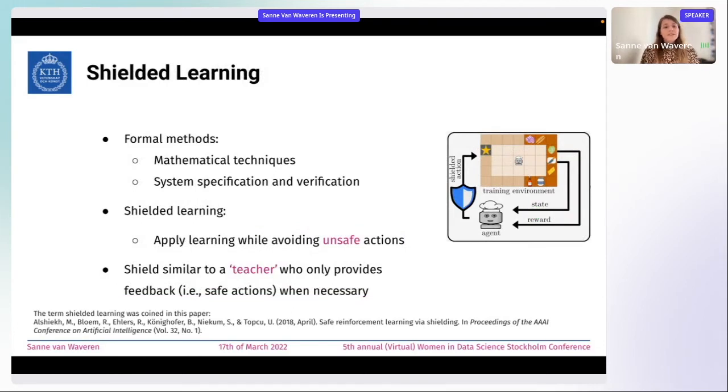Formal methods is a collection of mathematical techniques that are used to specify and verify systems' behavior. And one of those techniques is shielded reinforcement learning, with the aim of ensuring safety of policies given a certain specification. So in this case, we can apply reinforcement learning while we still avoid unsafe actions. We can think of a shield as a teacher who only provides feedback, in this case, safe actions, when necessary.